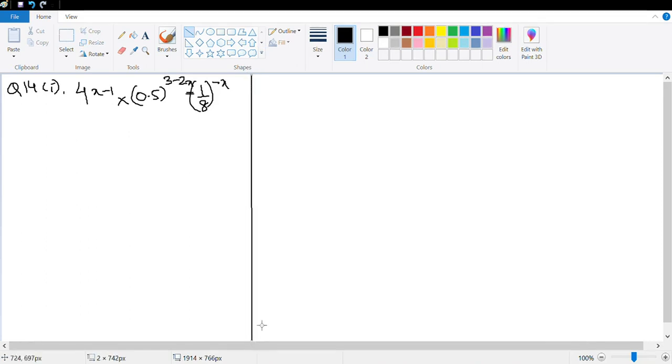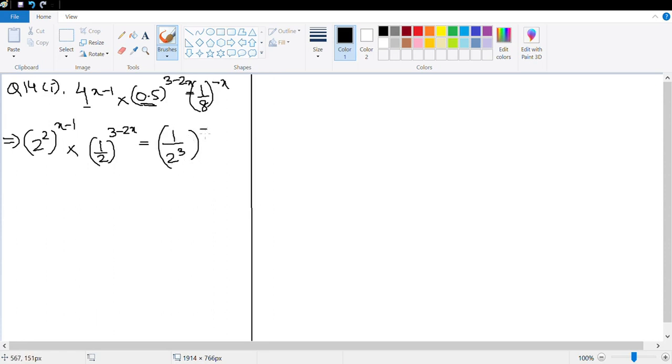Let's see. Now I notice that everything can be written in the power of 2. Let's see how. 4 is 2 square. So 2 square raised to the power x minus 1, multiplied by 0.5. How can it be written as a base of 2? Yes, 0.5 is 1 upon 2. So instead of 0.5 I am writing 1 upon 2 and the power is 3 minus 2x, and this is 1 upon 2 cube to the power negative x.